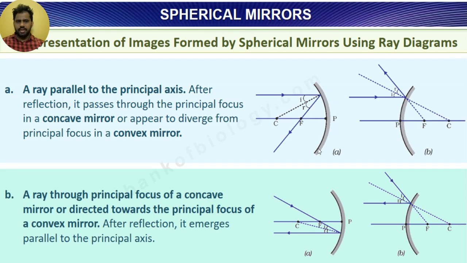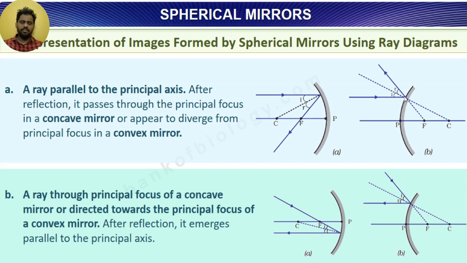First rule, this is a concave mirror. First rule is related to a ray parallel to the principal axis. This is our principal axis. This is a ray that is parallel to the principal axis. It comes and hits the concave mirror at one point and it gets reflected and it passes through the focus. After reflection, it passes through the principal focus in a concave mirror or appears to diverge from the principal focus in a convex mirror. In convex mirror, what happens?